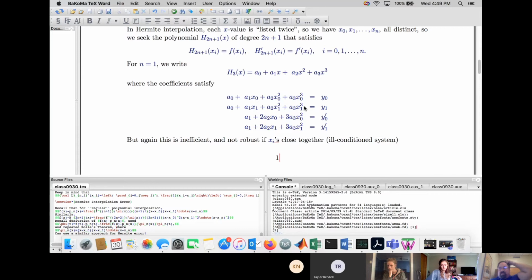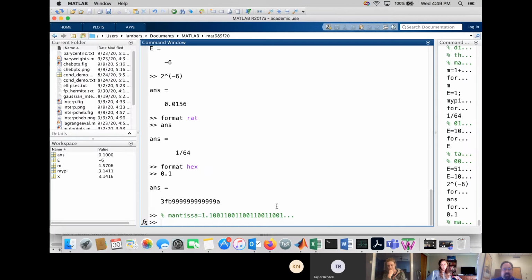So what I want to try to show you in the last minutes that we have, okay, I still have 26 minutes, I want to come up with a quick MATLAB code that will use this approach to perform Hermite interpolation. And to do that, you'll flip back to MATLAB here.